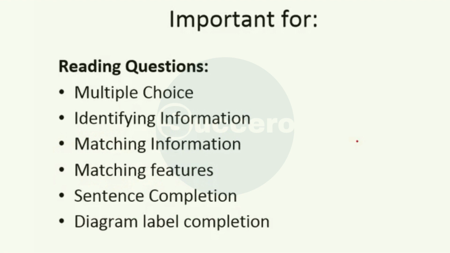This skill is really important on these types of questions: multiple choice, identifying information, matching features, sentence completion, and diagram label completion. Now, when we get to our reading lessons, we're going to have a lesson on each of these types of reading questions. Okay, but for now, what we want to know is that as a general skill, what you need to develop is your ability to scan for specific information to help you answer all of these types of questions which ask for detailed information.